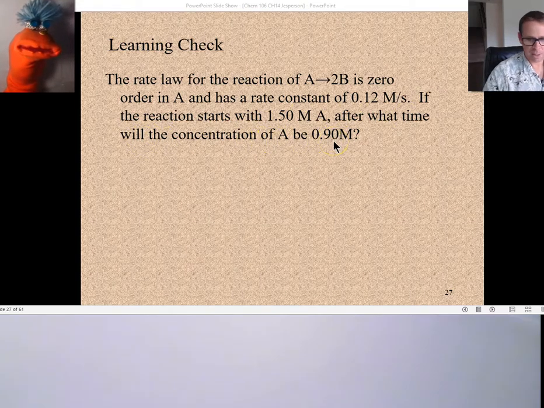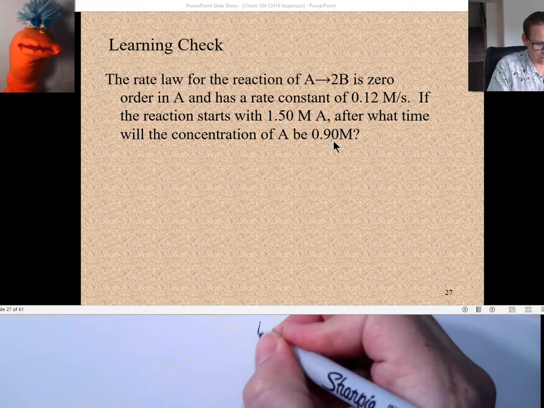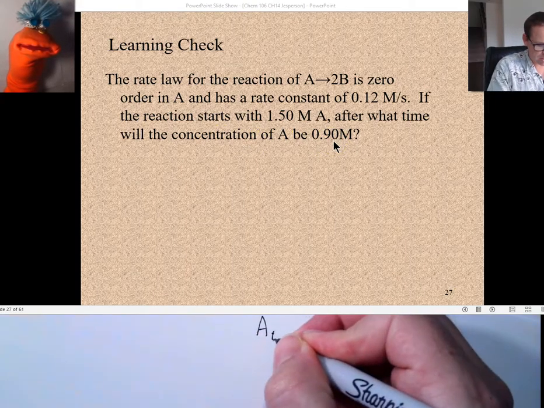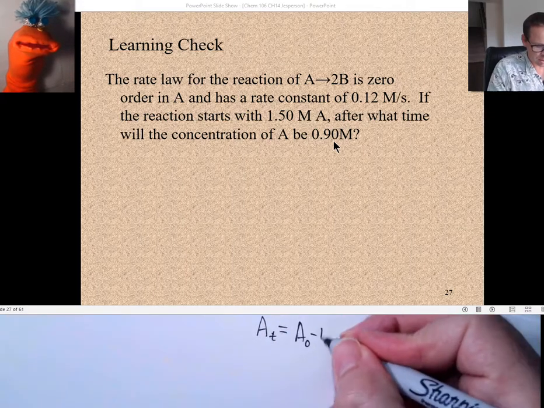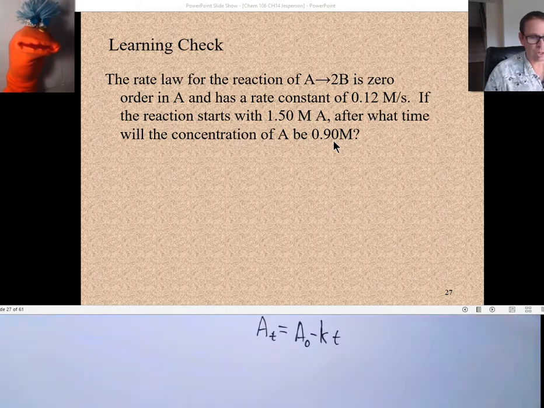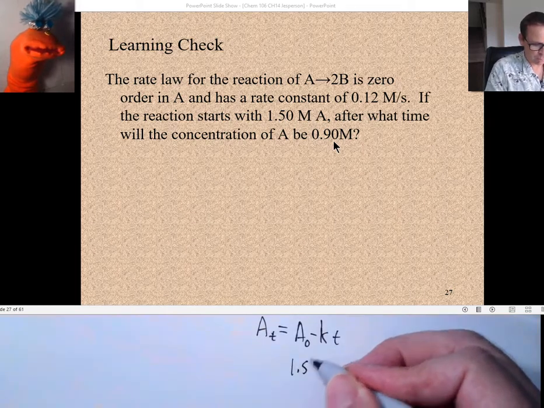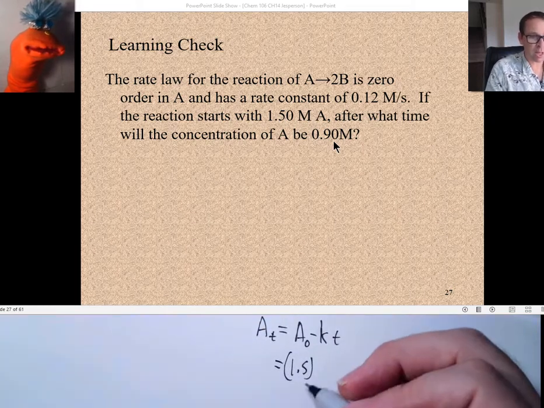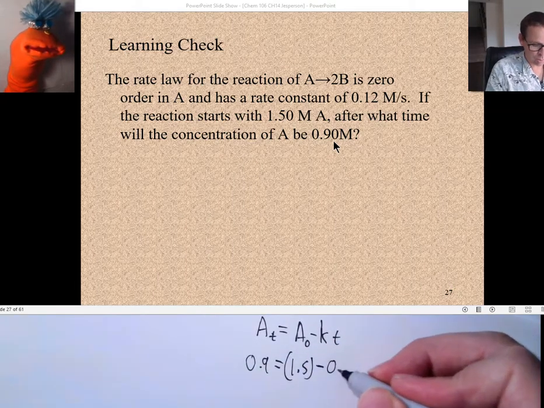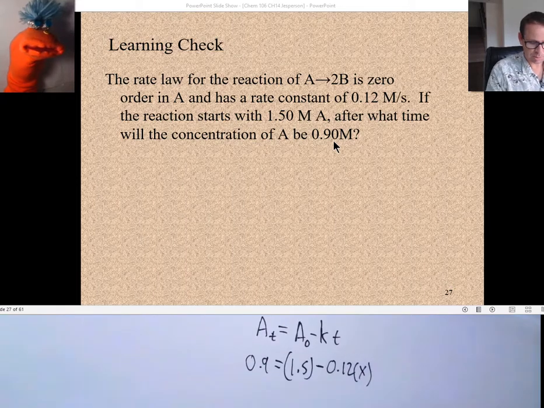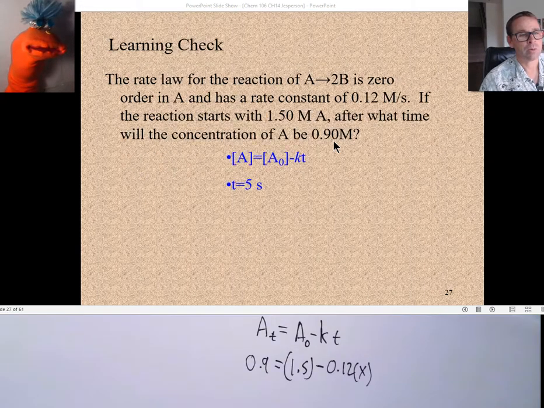All right. Same thing. We have our zero order rate law, right? The A at any given time, sometimes they put a t down there, equals the A naught minus the rate times the time that you let that reaction proceed. So we start off with 1.5. We're wondering how much time is going to have to pass to get 0.9, minus the rate here, 0.12 times, I'll put in an x value for t there. Okay, so if we solve this, it looks like we're supposed to get 5.